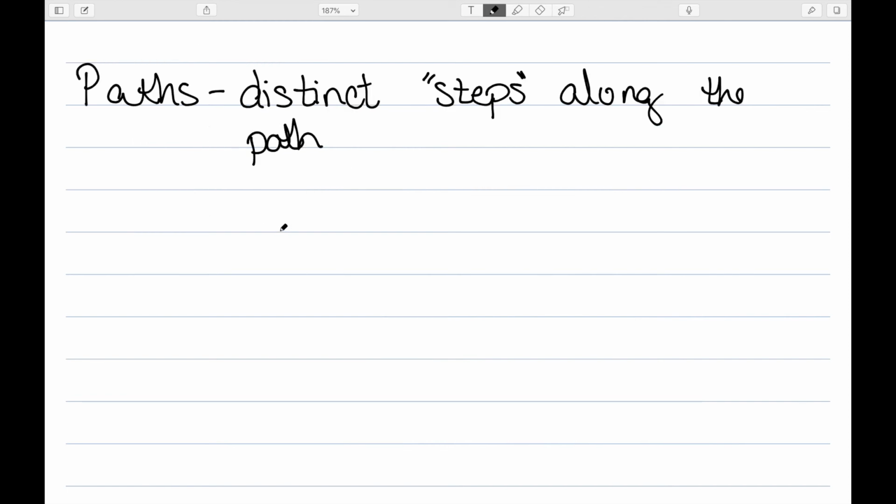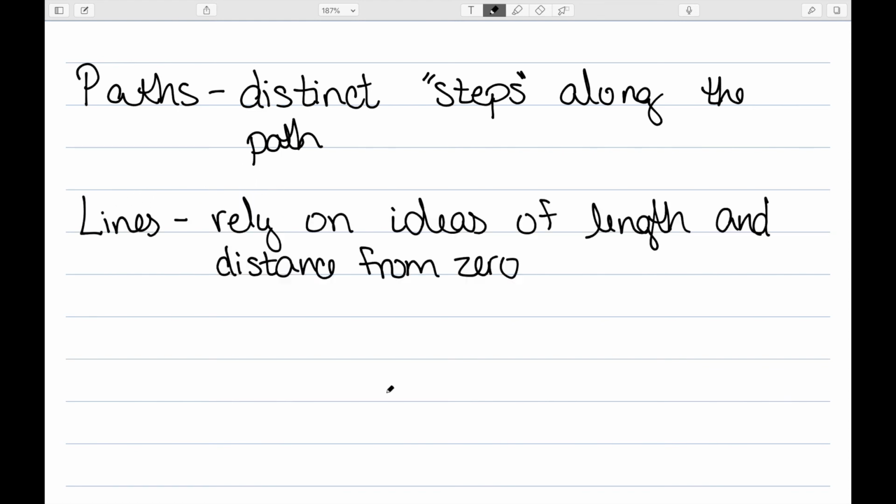As a quick summary, number paths are going to have distinct steps along the path, which are easier to count, like children counting their own steps. On the other hand, number lines are going to rely on ideas of length and distance from 0. And sometimes number lines get misinterpreted as counting tick marks as we go from 0 to 1 and then 1 to 2, etc. But lines really rely on this idea of distance from 0 and length, and is going to allow us to kind of fill in the gaps with negative numbers and decimals and fractions.